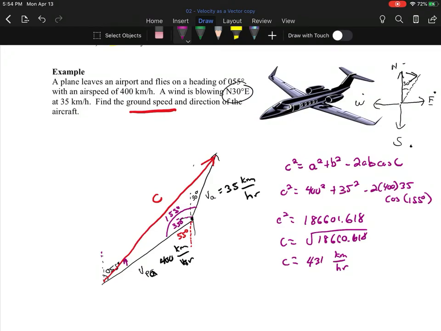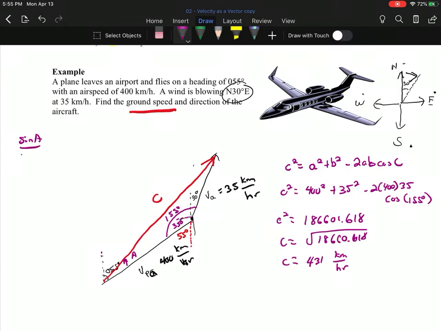And so what I'm going to find out is this angle in here using sine law. I'm going to call that angle A. And angle A really represents how much this plane was pulled off course, because this black line was the line of where it was trying to go, and this red line represents where it ended up going, and so this A is how much off course it was pulled.